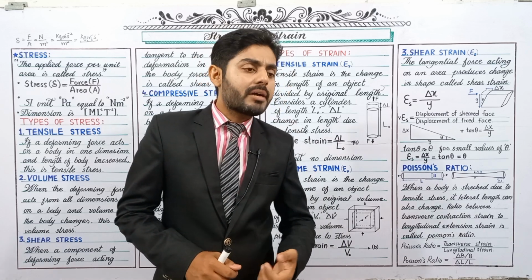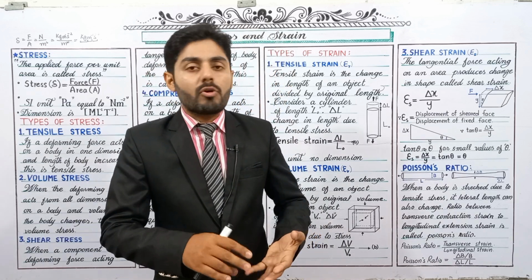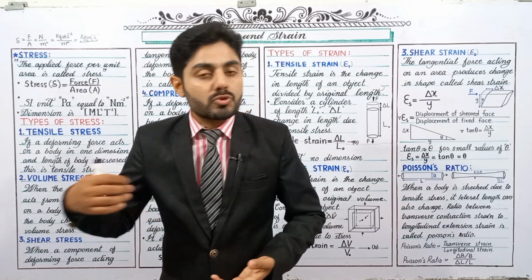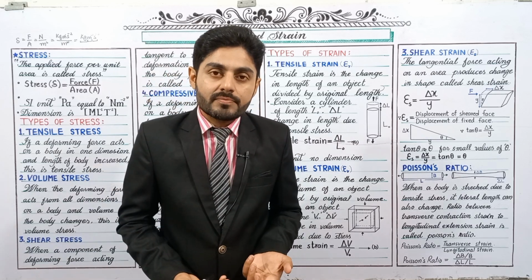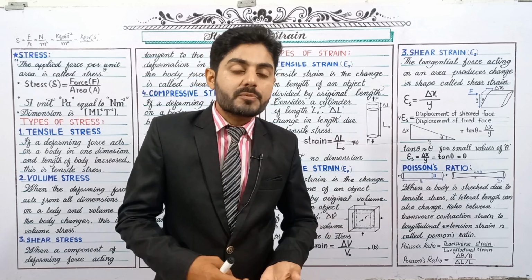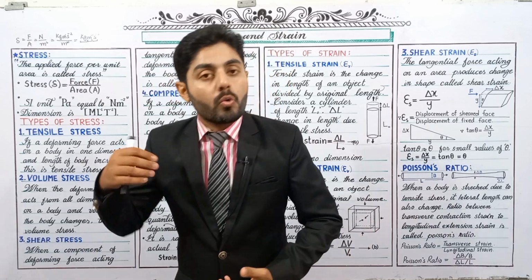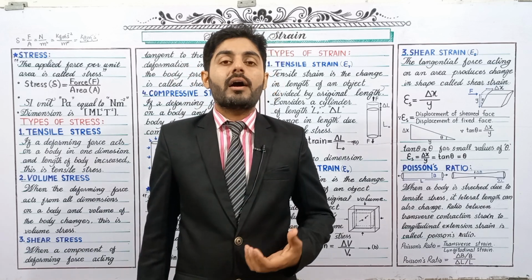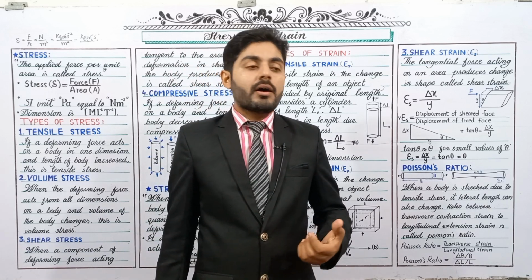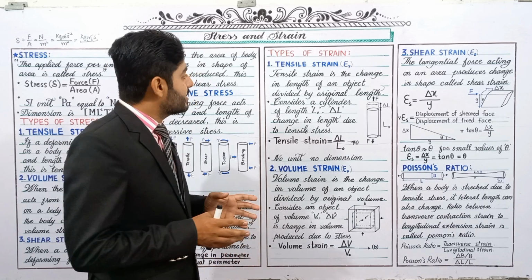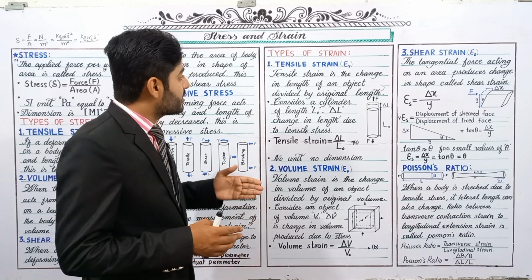For example, length is a parameter, volume is a parameter. How much change in length is produced with respect to the original length, that is strain. How much change in volume is produced with respect to the original volume, that is strain. How much change in shape is produced with respect to the original shape, that is also a strain. Because we have different kinds of strain, we have divided strain into three different types.